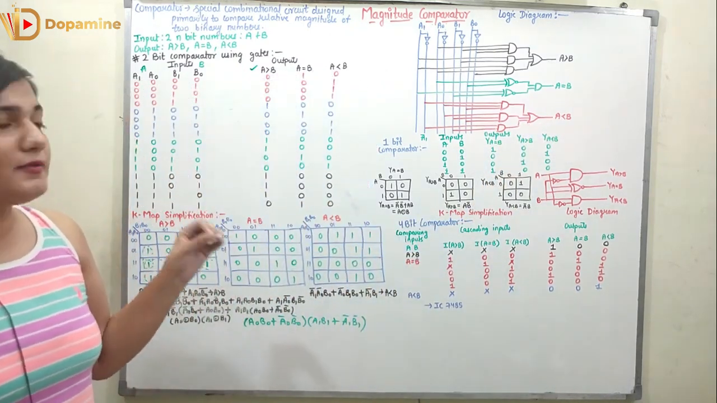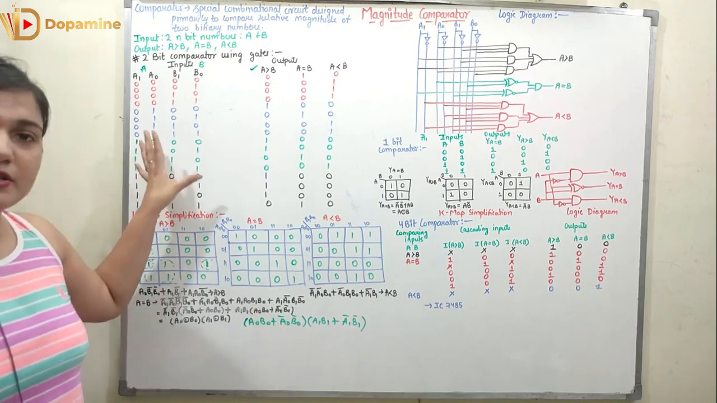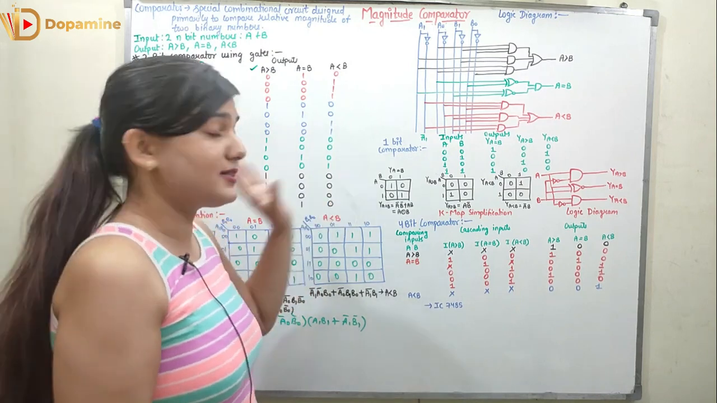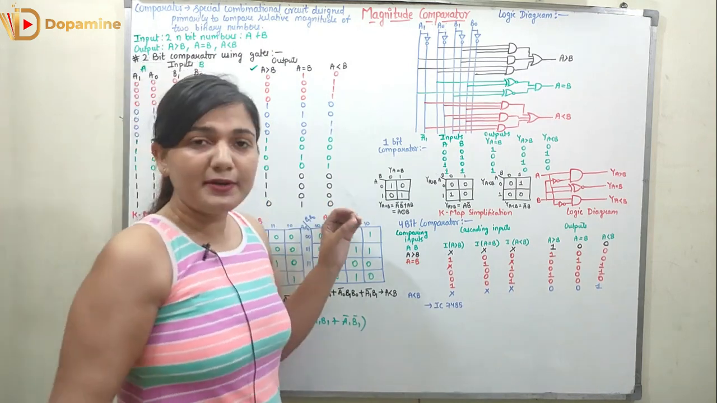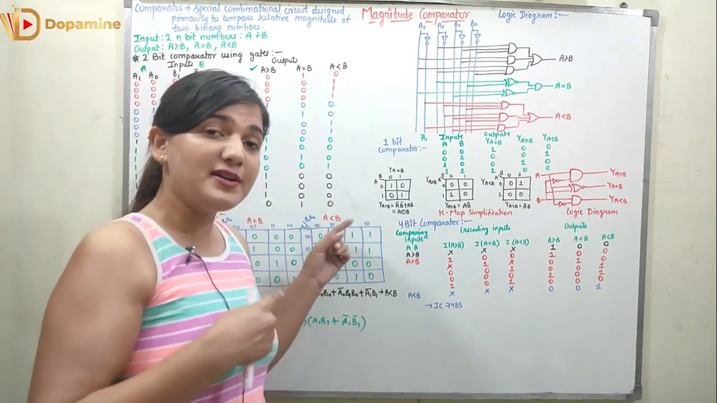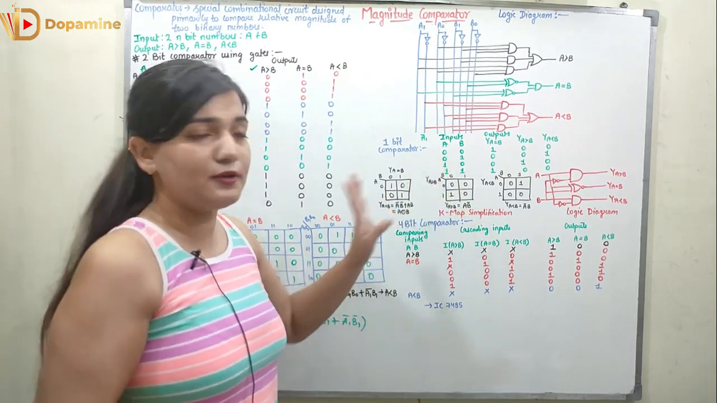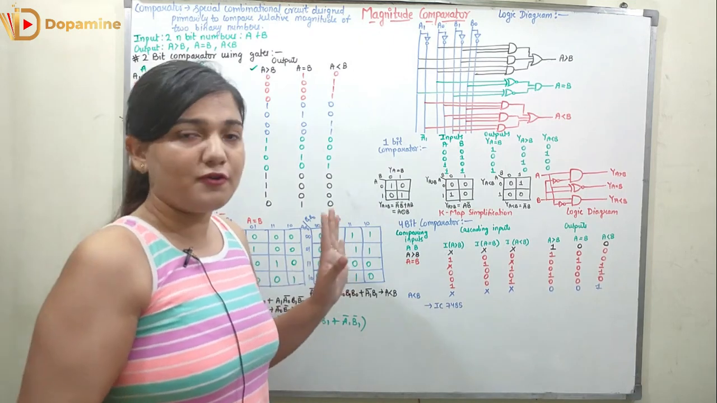Now let's see how we will be having one bit comparator. This was a complex case, and now we are moving to a bit easier case. This is a one bit comparator. In one bit, we have one bit for both the numbers A and B. So we have only four possible inputs, 0 0, 0 1, 1 0, 1 1, right? These are only four possible inputs.